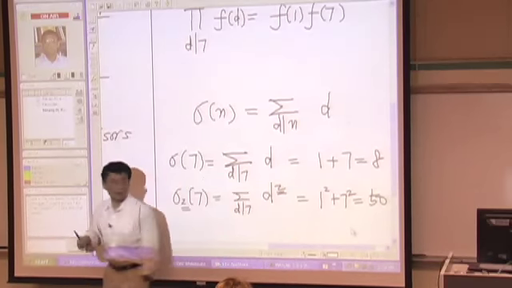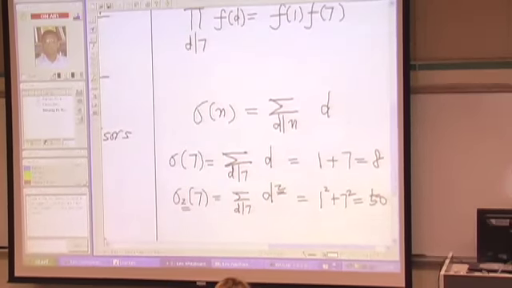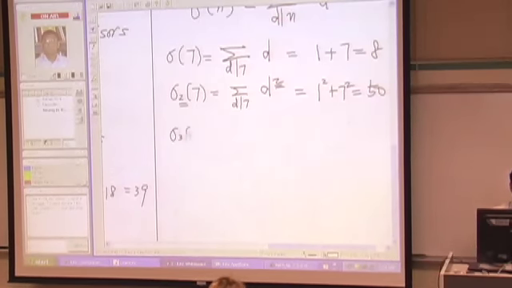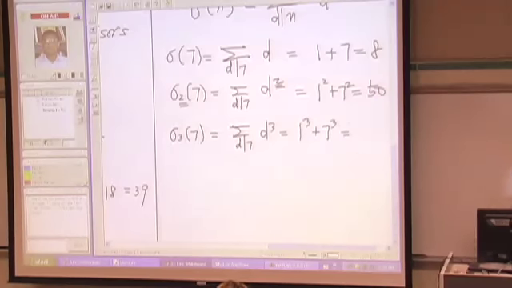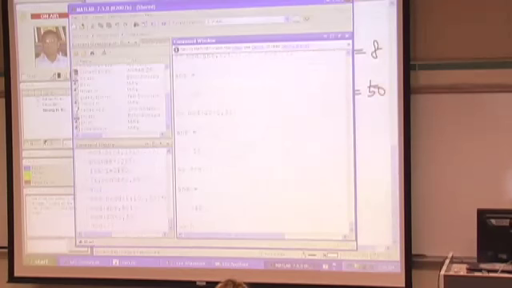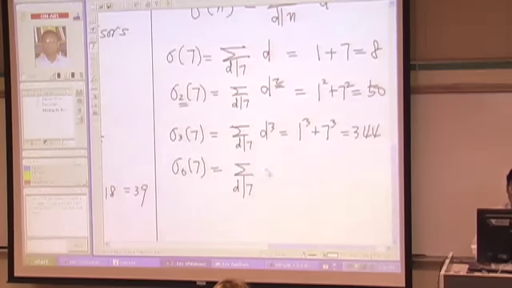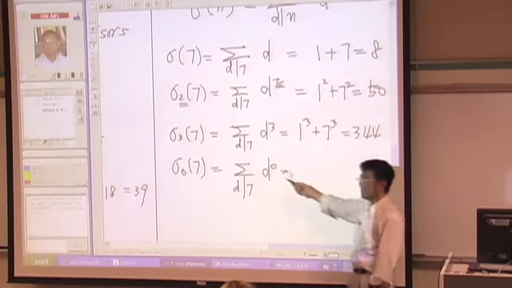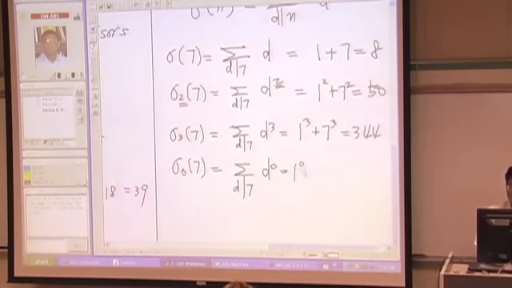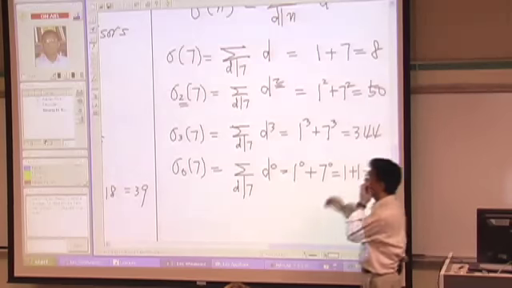So we can do anything. Oh, let's attach 3. Sigma 3 of 7. Then d dividing 7, d cubed, then 1 cubed plus 7 cubed, then it should be 344. Oh, I want to calculate sigma 0 of 7. Sigma 0 of 7 is nothing but the sum over d dividing 7 of d to the power of 0. Then 1 to the power of 0 plus 7 to the power of 0. 1 to the power of 0 is 1. 7 to the power of 0 is 1. And then 2.